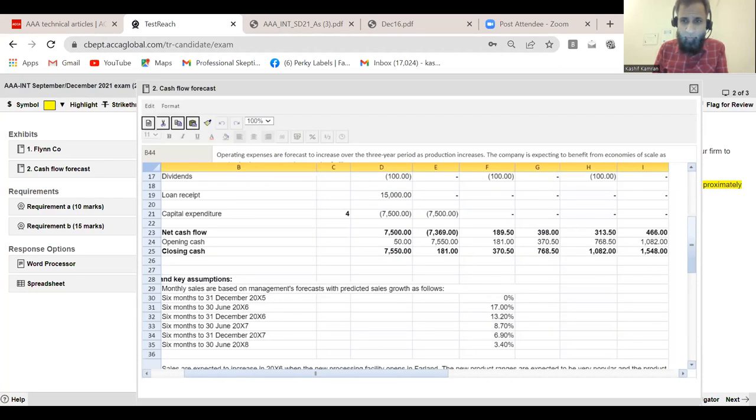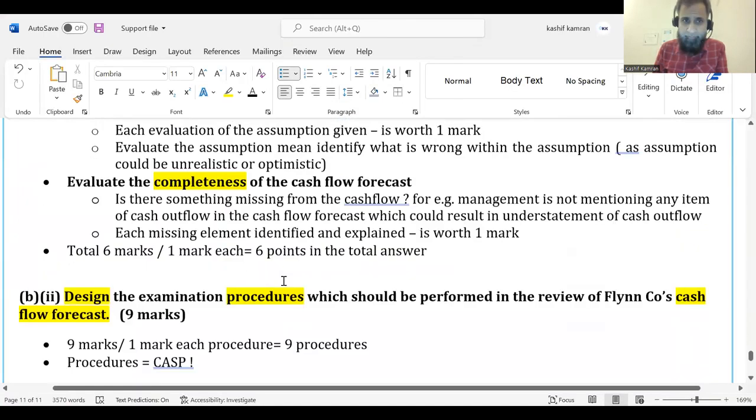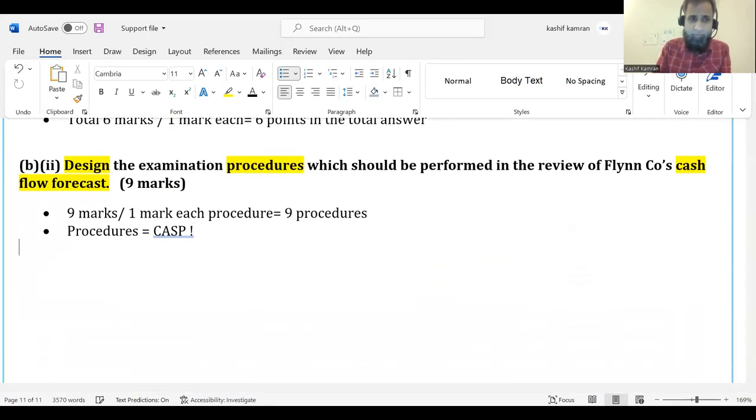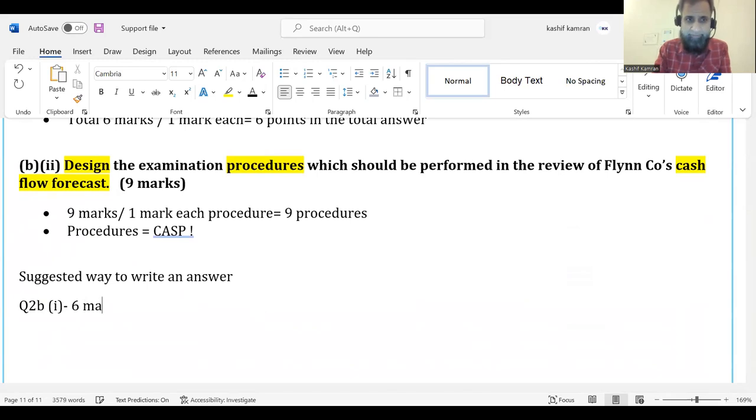I hope you can see the support file in front of your screen now. Can you all see the support file? Just want to give you some suggested way to write an answer, so you can pick up the track. So we're writing an answer first for question number 2B, 1, which is for 6 marks.